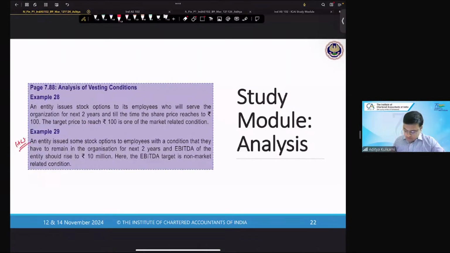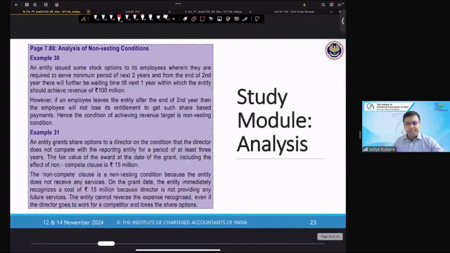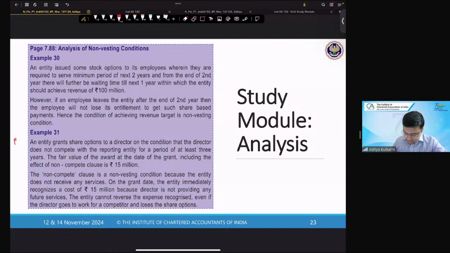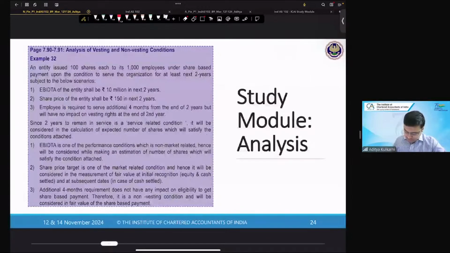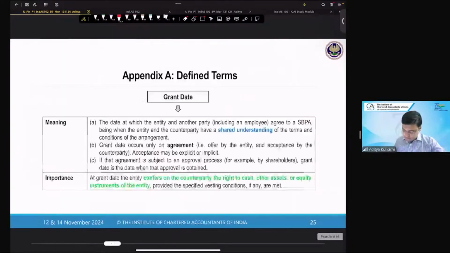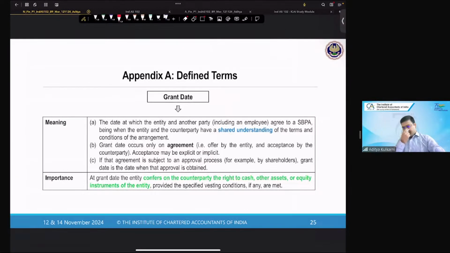Just go through these examples for homework. Each example won't even take half a minute. Go through these for homework. That is something you can go through.